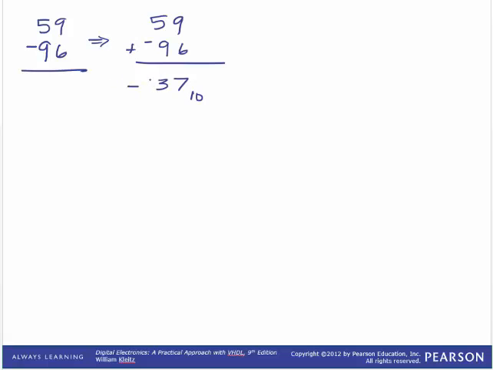So now let's do it in binary. 59 is 0, 0, 1, 1, 1, 0, 1, 1. That's 59. And we need negative 96. So first we have to find positive 96, and then we do the 2's complement of it. Oh, I think my brain is getting tired of doing these. Let's show you a shortcut.